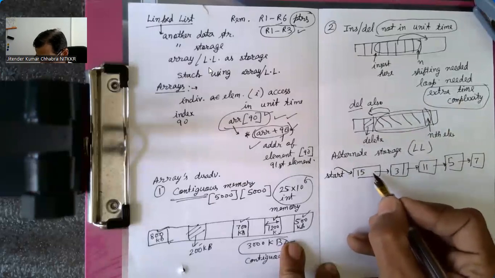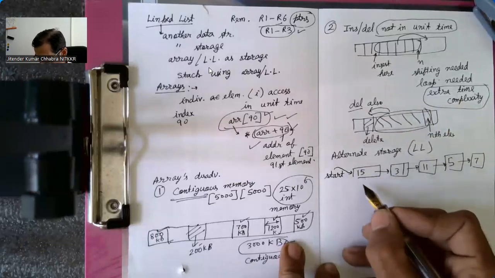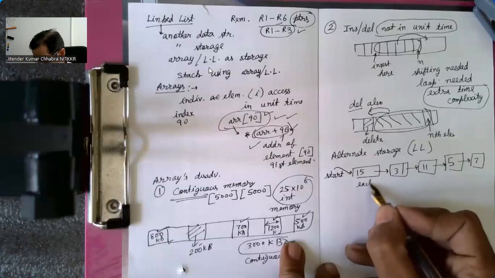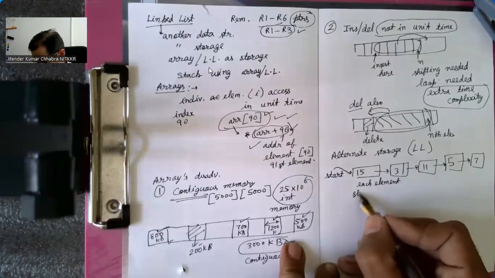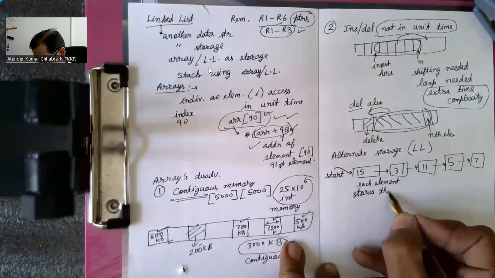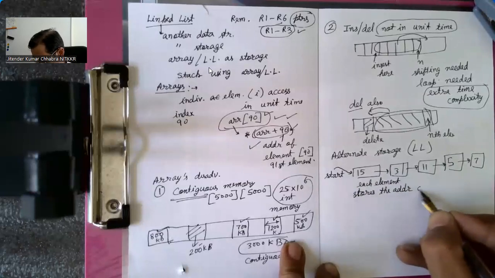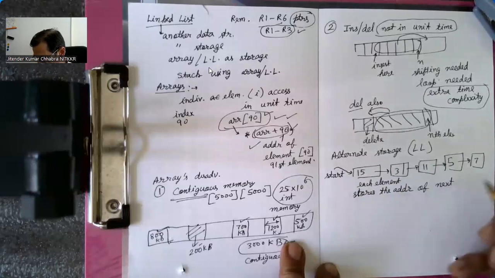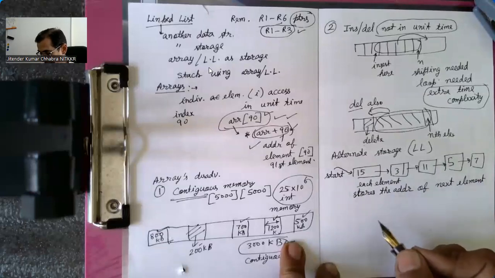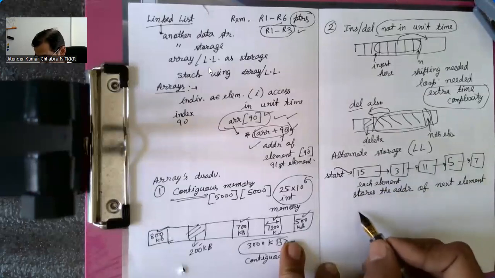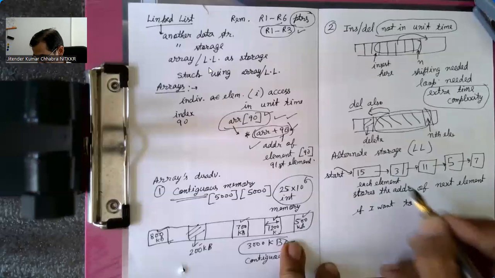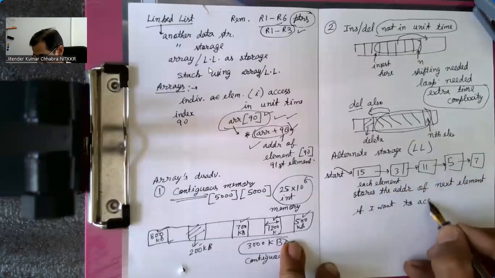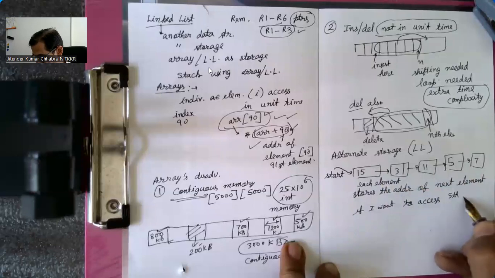But they will be stored via linking in a way that each element has its current data and stores the address of the next element. So no consecutive memory needed. I have all elements stored individually, and each element will store the address of the next element. So if I want to reach 7, if I want to access, say, the 1, 2, 3, 4, fifth element, that is 7.